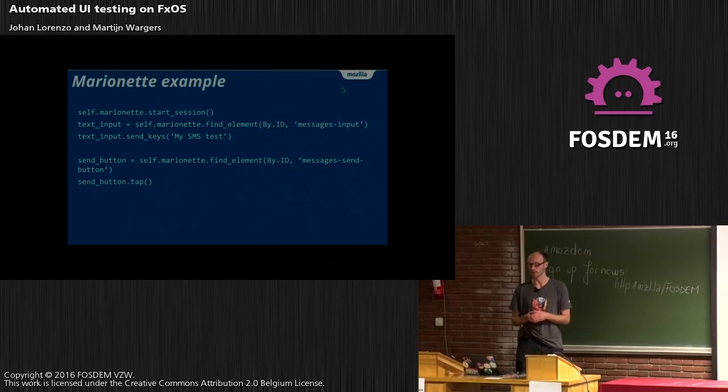As you can see, this is a test that tries to send an SMS. Afterwards, we try to click on the send button. In this case, it's a tap, because on a mobile phone you tap on the send button. So we access the send button, and then we tap on it, and then the SMS is sent. So this is very basically how a Gaia test works. There are some more steps involved, but this is the basics.